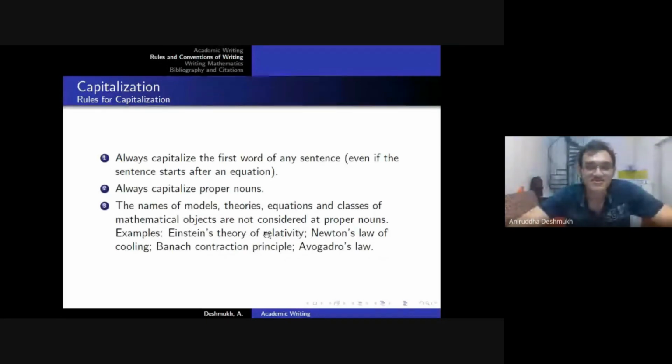So just like that, there is Newton's law of cooling, then Banach contraction principle. Even here, this contraction, although it is a class of mathematical objects, is not considered a proper noun and therefore the C is not capitalized.